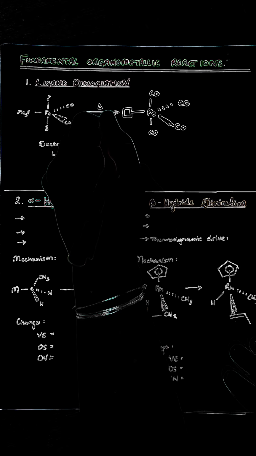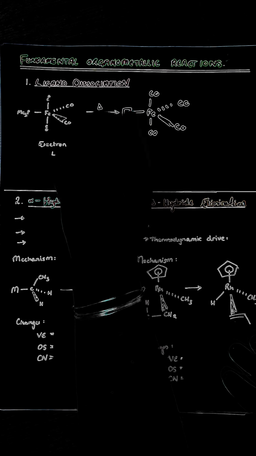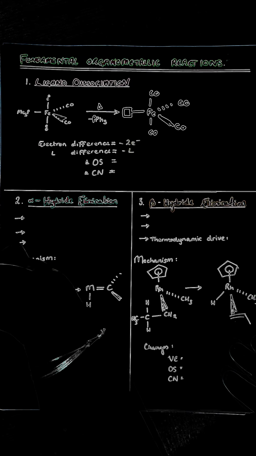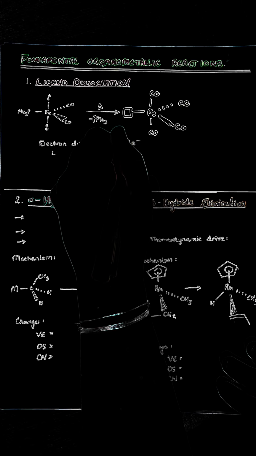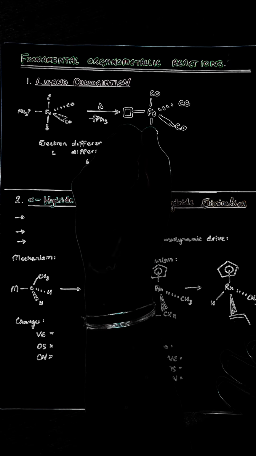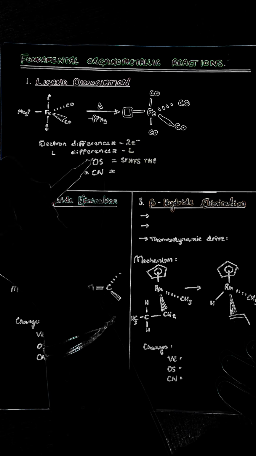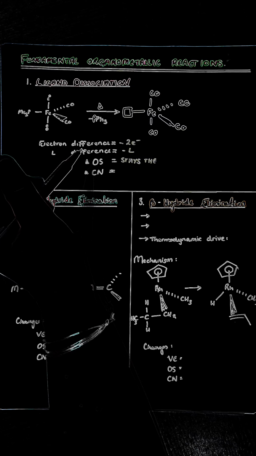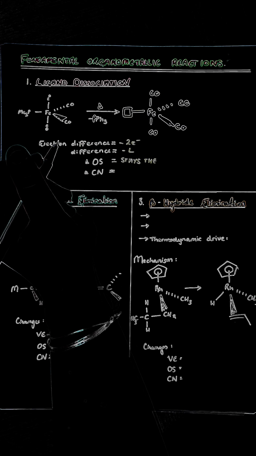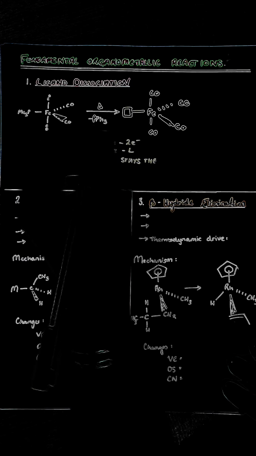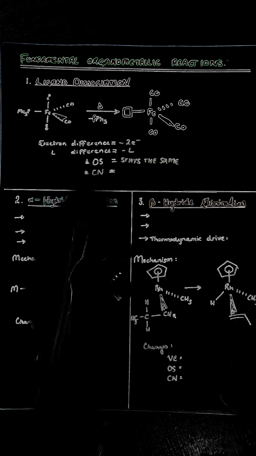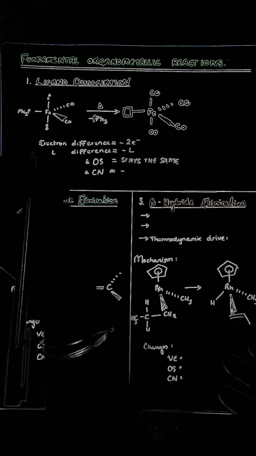So the electron difference is -2 electrons. There's a loss of one ligand. The oxidation state stays the same. This is obviously an L-type ligand, so the oxidation state will stay the same. If it's an X-type ligand, which is not normal, it will go down. And the coordination number is -1 as it goes from 5 to 4.